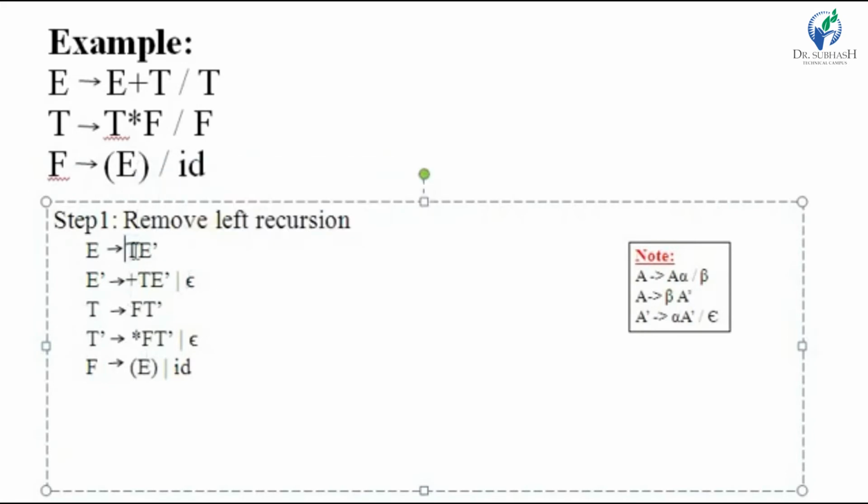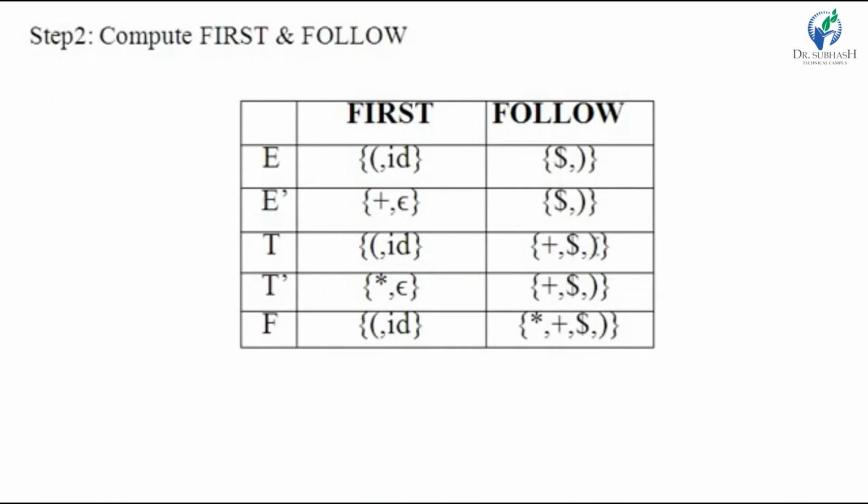Here this one is T. So this is your B and E dash is your beta. So first of E dash is plus and epsilon. So follow of T equal to plus, it derives epsilon, so minus epsilon. So remove epsilon and union follow of E. So follow of E is dollar and closing bracket. So follow of T is equal to plus dollar and closing bracket.